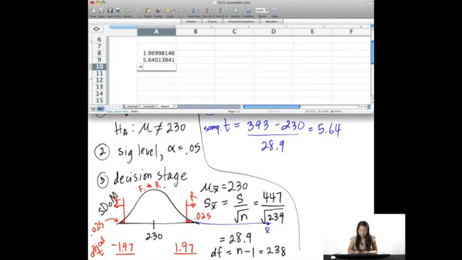In order to find the p-value, we want to use T.DIST because that's going to give us the probability. We put in the x, that's Excel's word for t, so when you see x in the t-distribution function, just put in your t-value, and it only accepts positive t-values. So 5.64, our degrees of freedom, which is 238, and how many tails? Well, we have a two-tailed hypothesis, so we put 2. And we get 4.8 times 10 to the negative 8 power.